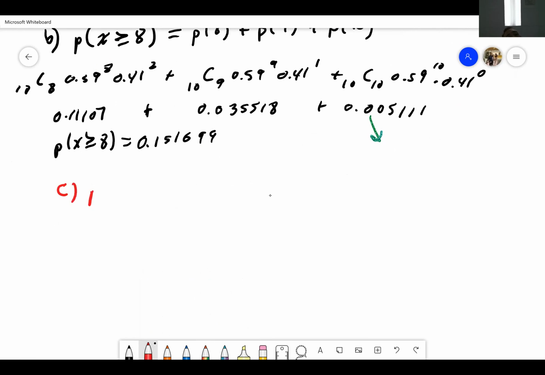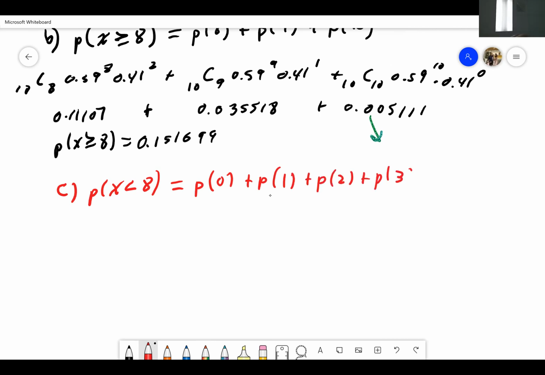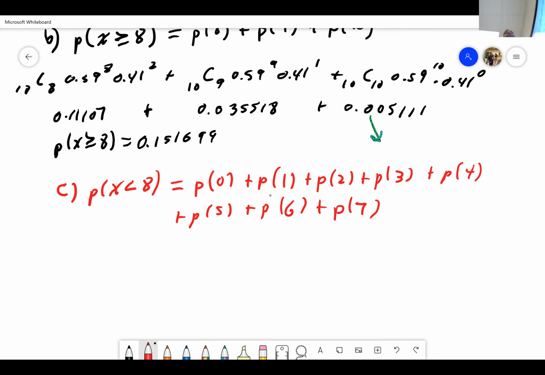So the probability of X being less than 8. Can somebody tell me what numbers I have to add? Probability of 0 plus the probability of 1, plus the probability of 2, and so on. That's a lot, isn't it? No, because it's less than 8. So you have to do this 8 times. You have to do all of these, right?